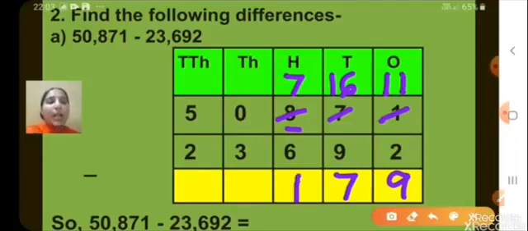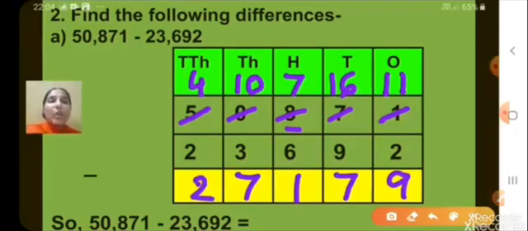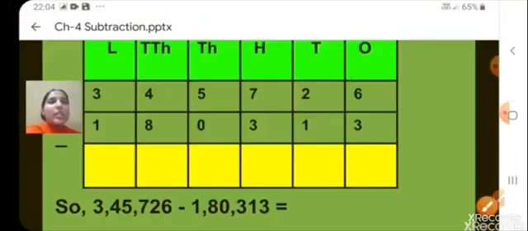Okay. Now let's move to hundreds column. 7 minus 6, 1. Now let's move to thousands column. So 0 minus 3 is not possible. It means we have to borrow from 10,000s place. So when we borrow 1 from 5, what will be remaining here? 4. And at thousands place now we have 10. Okay. So 10 minus 3, what we'll get here? 7. And now let's move to 10,000s place. So 4 minus 2, we'll get here 2. So what is the difference obtained here? Yes, 27,179.